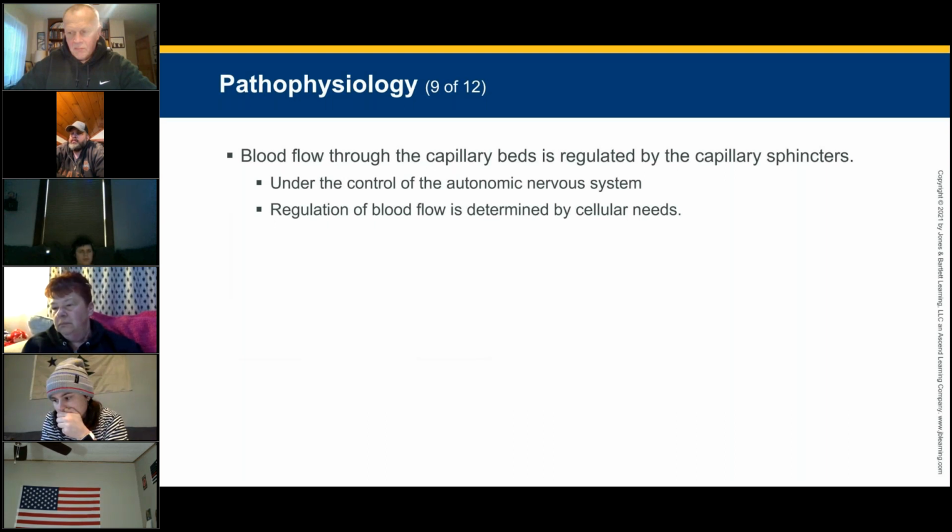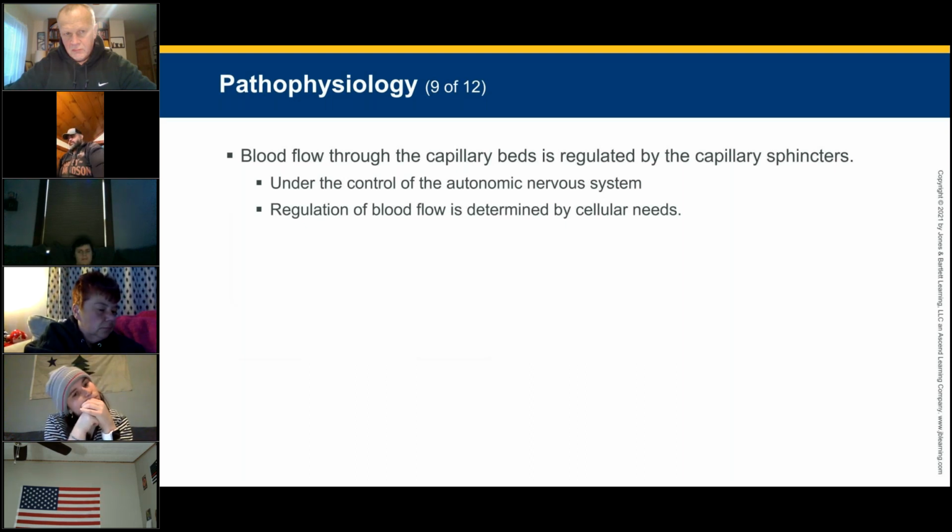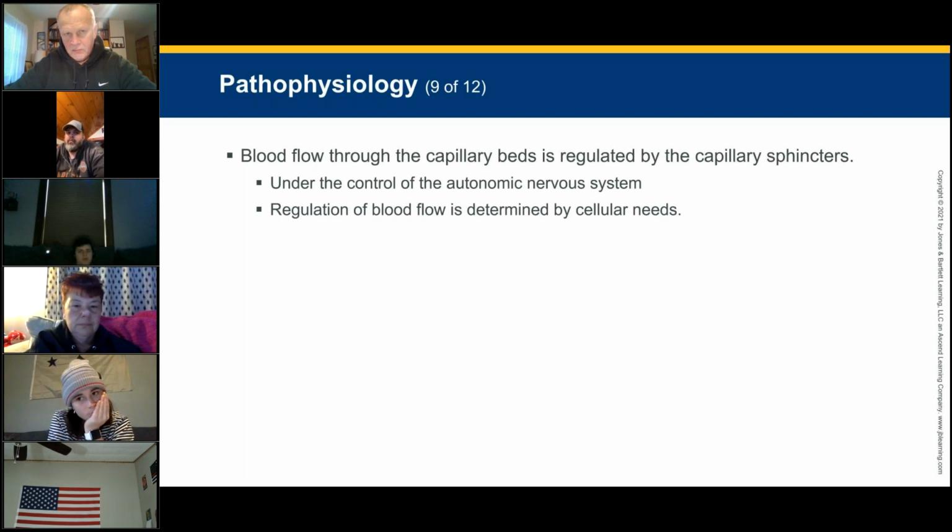Blood flow through the capillary beds is regulated by the capillary sphincters, and the capillary sphincters are circular muscular walls that constrict and dilate. These sphincters are under control of the autonomic nervous system, which regulates your involuntary functions such as sweating and digestion. And your capillary sphincters also respond to other stimuli like hot, cold, the need for oxygen, or the need for waste removal. Regulation of your blood flow is determined by cellular needs.